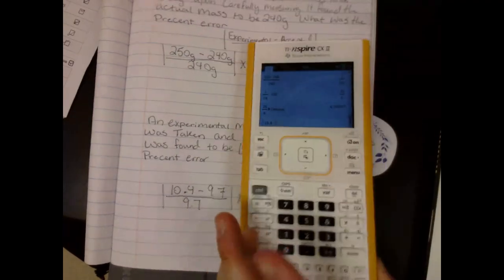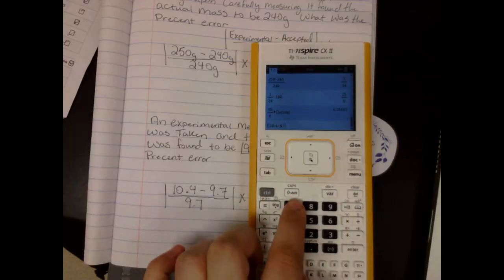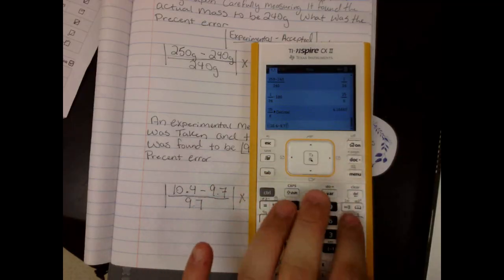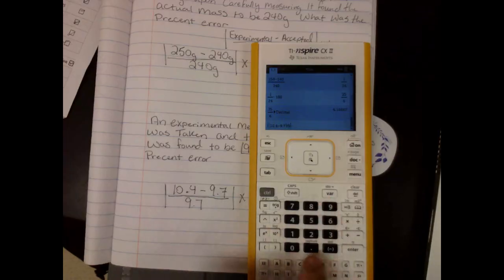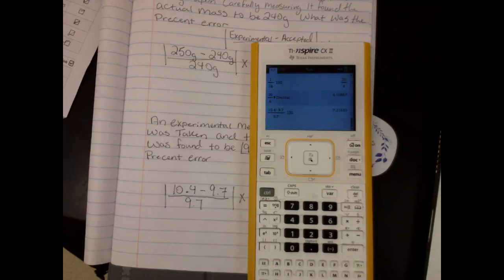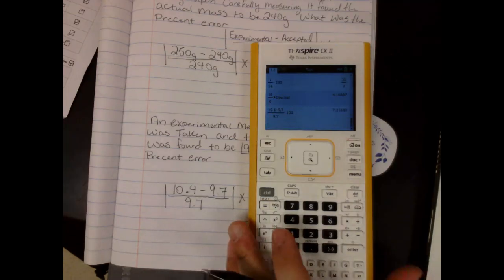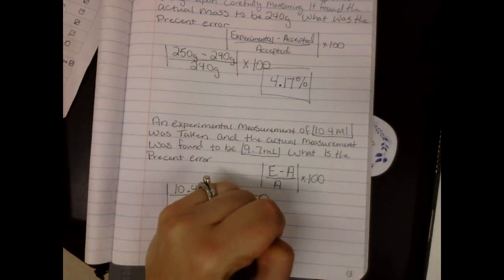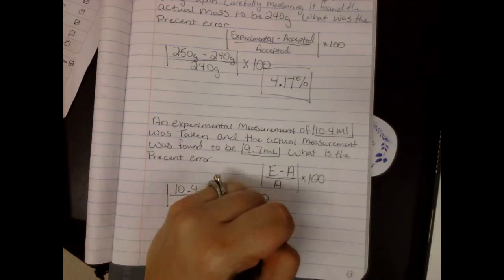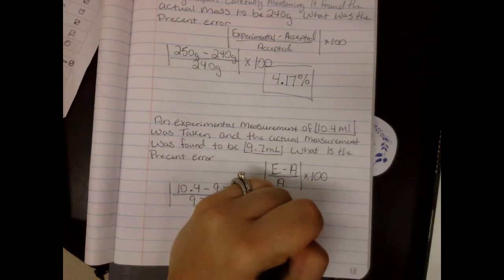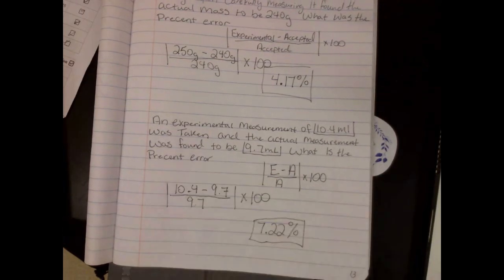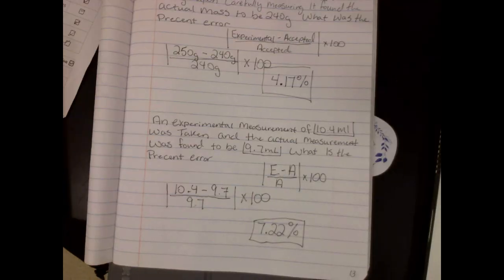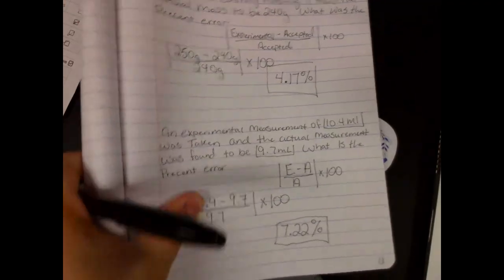Now that I have my equation, we're going to plug it into the calculator. So I got 7.22, because I round up with a 6. Write my answer down, and I box it. All right, let's look at some more practice problems.